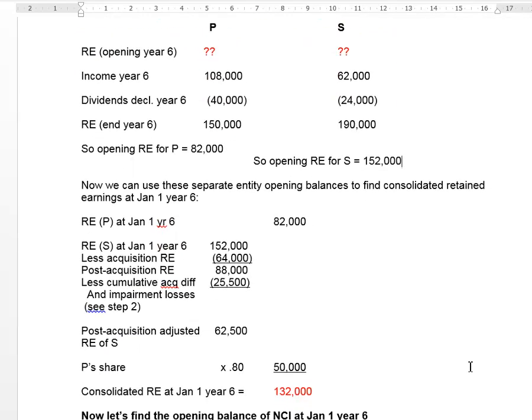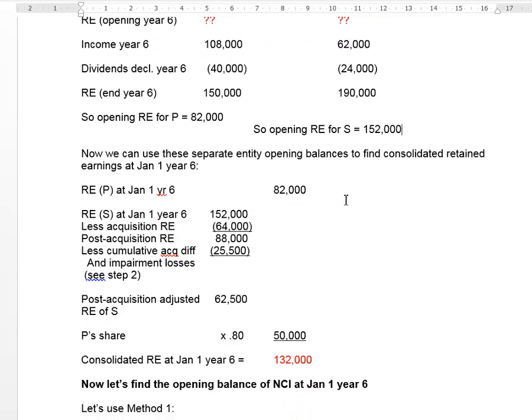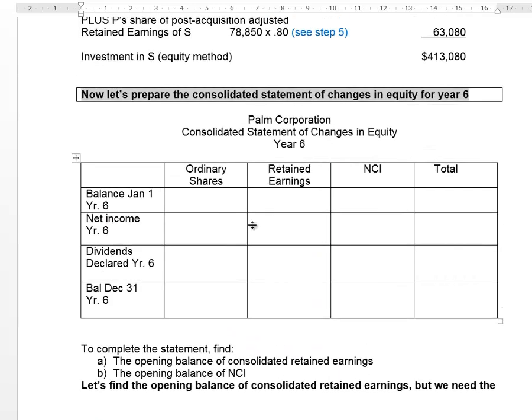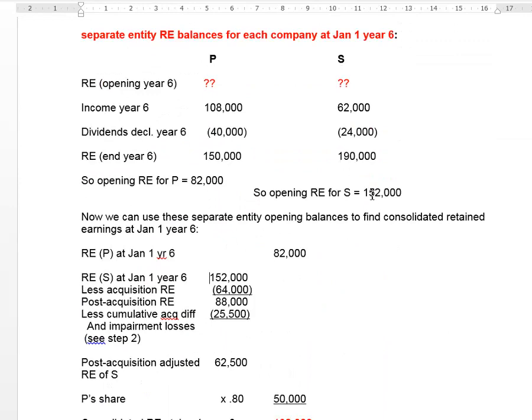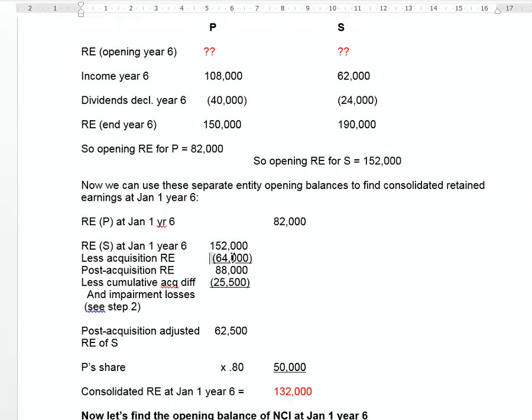So we can calculate the opening balance of consolidated retained earnings in a similar fashion, using the same method we used to calculate the ending balance of retained earnings on the consolidated balance sheet in the first part of the question. We can start with the separate entity retained earnings of P and add to it the adjusted post-acquisition retained earnings of the sub. The sub's retained earnings, again, at the beginning of January, and don't forget we want it at the beginning of January because we're trying to find this number right here, retained earnings consolidated at the beginning of January. So we can use 152,000, which is what we just calculated, and deduct the acquisition retained earnings because that represents the retained earnings of the sub that the parent didn't have a hand in earning at the date they became related. So we're going to get post-acquisition retained earnings of 88,000.